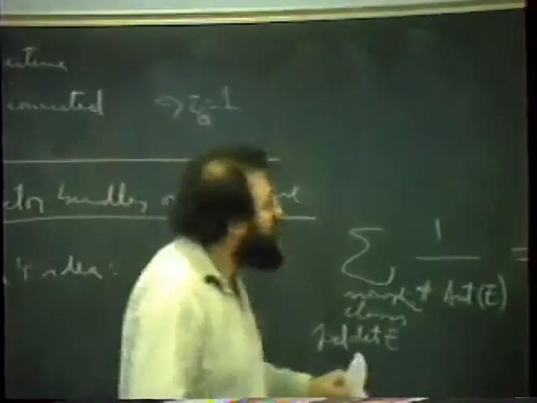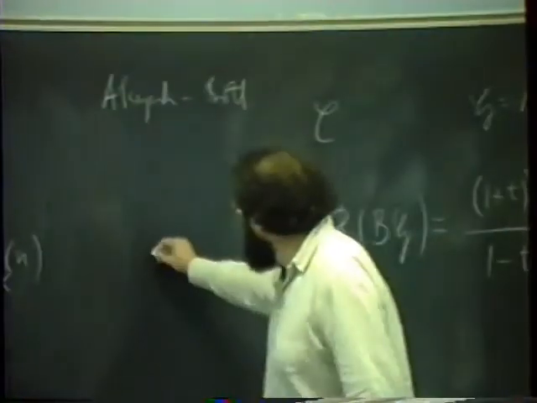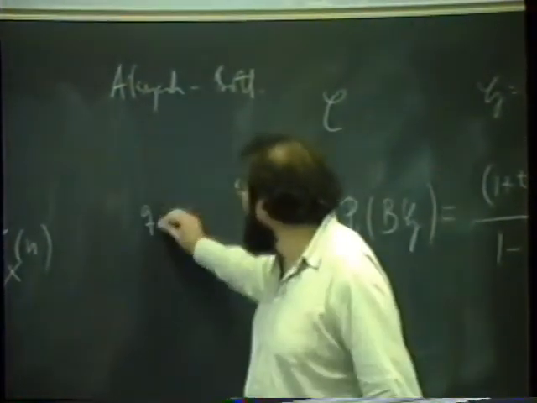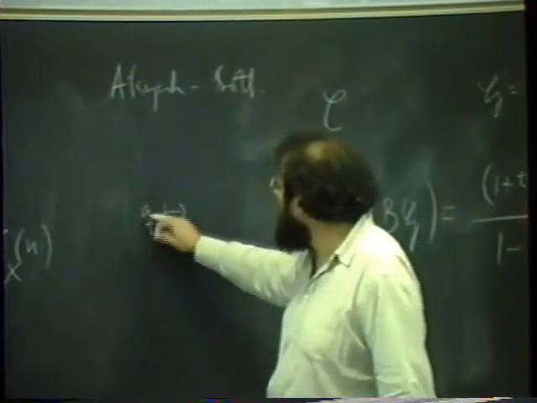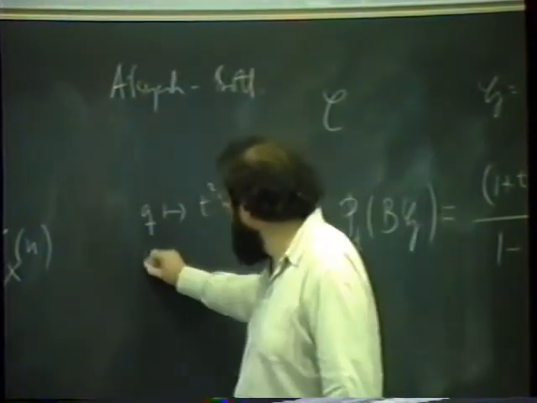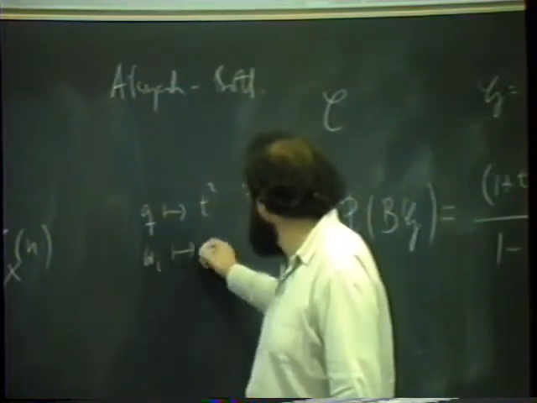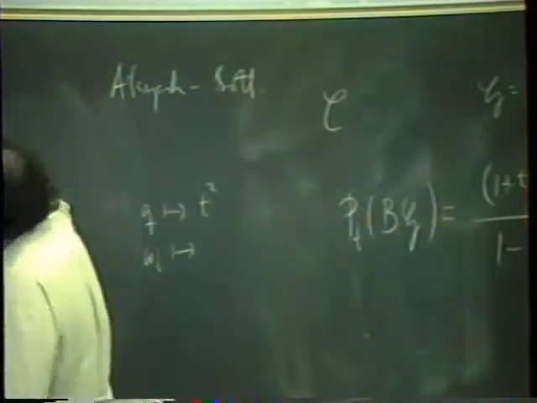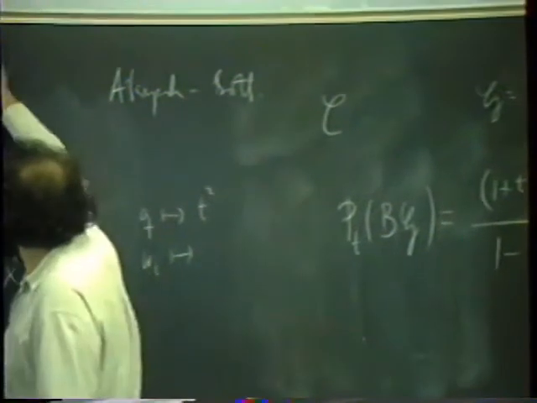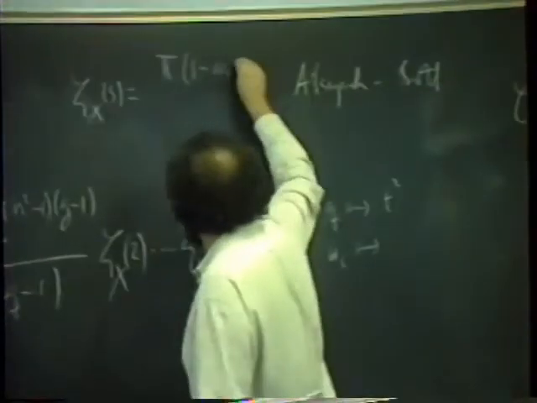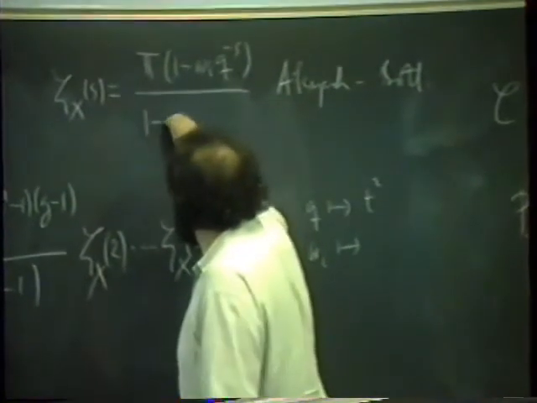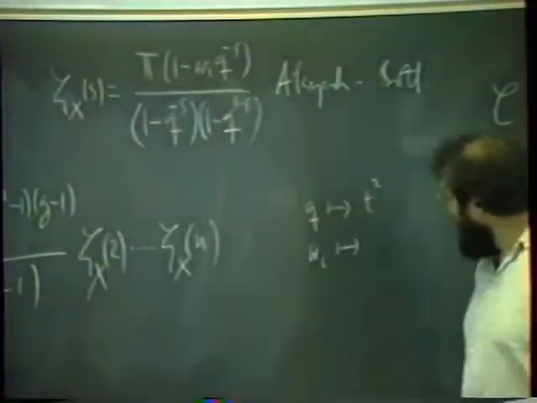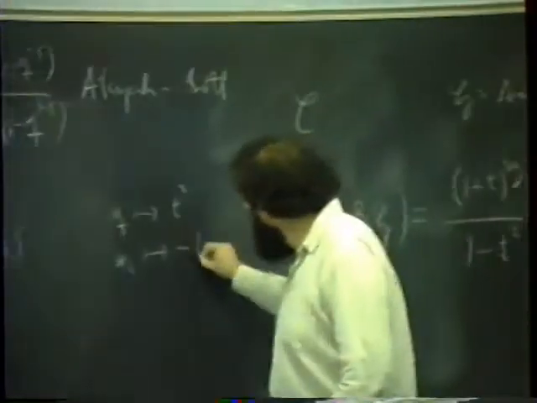The other question they asked was that they noticed that when you go from one setting to the other, you're using a transformation that essentially sends q to t squared and some numbers omega_i. Maybe I should say that these numbers appear in the expression for the theta function. This turns out to be the product of (1 minus omega_i q to the minus s) over (1 minus q to the minus s) times (1 minus q to the 1 minus s). So you send these guys to minus t.